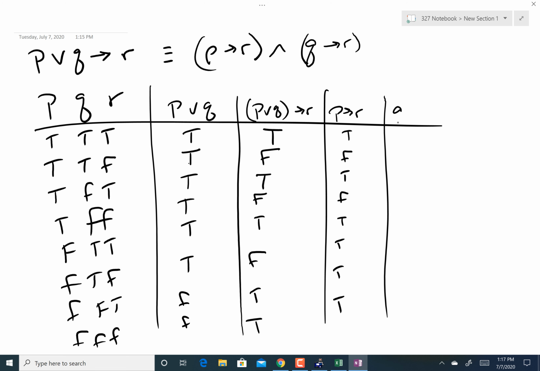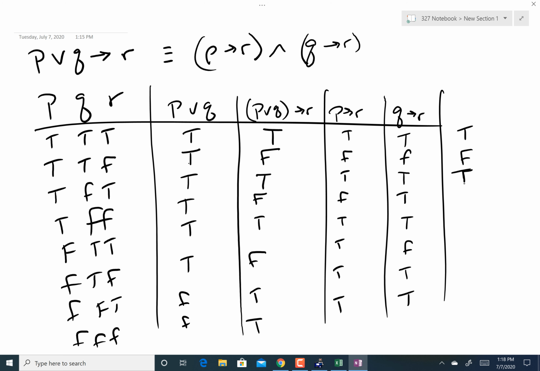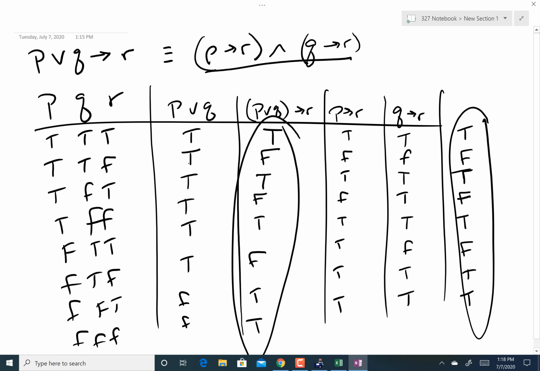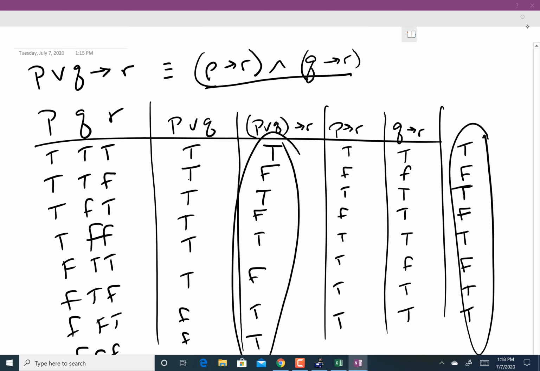Let's do Q implies R. True, false, true, true, false, true, true. And so I want to know the intersection of these guys where they are both true. So true, false, true, false, true, false, true, true. And if you look at this column right here, friends, you see we have agreement. What does that mean? It means that they are logically equivalent statements.